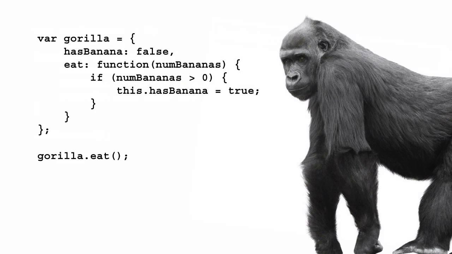Next, let's take a look at a slightly more complex case, and that is the value of this in a method. A method is just a function that is a property of an object. So here we have a Guerrilla object that has a method eat, and we refer to this.hasBanana in the body of the method. The value of this is the Guerrilla object. Whenever you call a method of an object, the value of this is set to the object whose method was called, which in this case is Guerrilla.